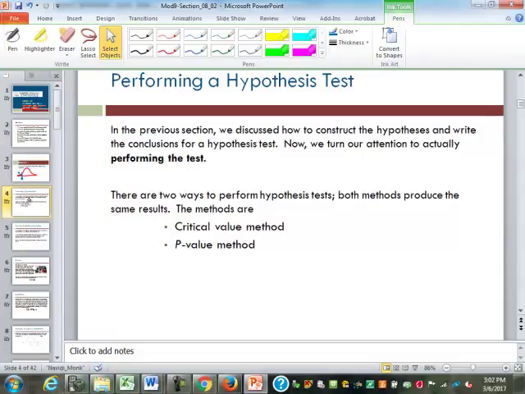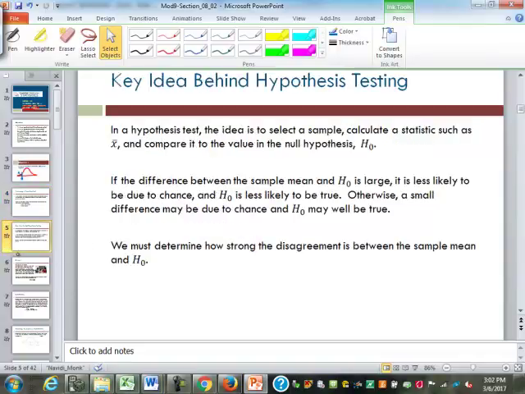In the previous section, we talked about how to construct the hypothesis test and the conclusions. Now we're going to actually perform the test. Critical value and p-value are the two methods we're going to use. In a hypothesis test, the idea is to select a sample, calculate a statistic such as x bar, and compare it to the value of the null hypothesis. If the difference between them is significantly large, it is less likely to be due to chance, and H0 is less likely to be true. Otherwise, a small difference may be due to just random chance.